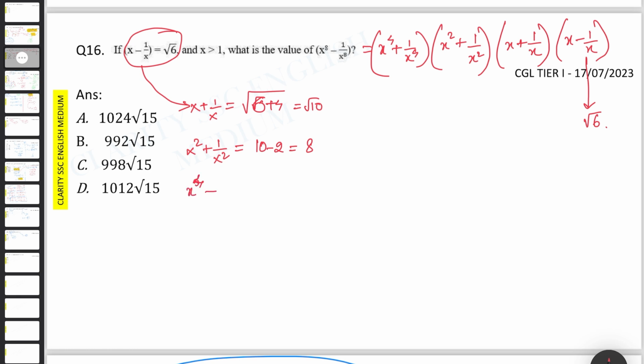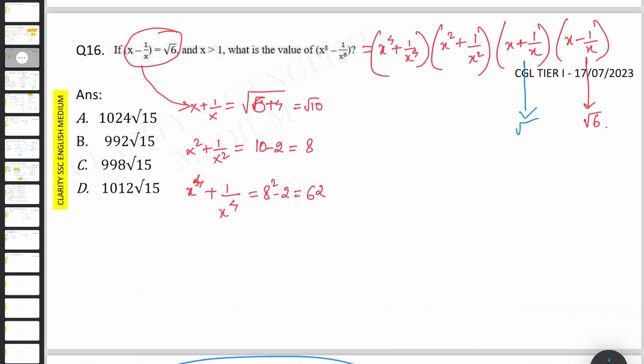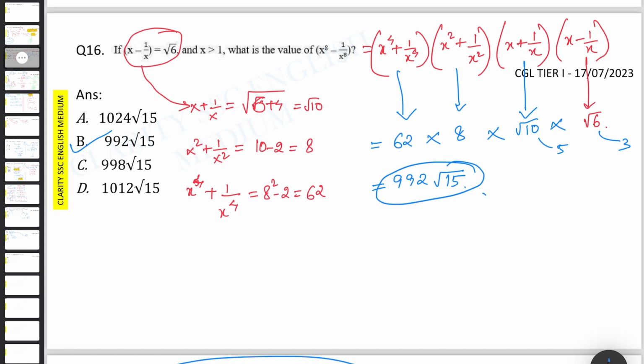x to the power 4 plus 1 by x to the power 4 is equal to n squared minus 2. That means 62. So let me write the expression here. This one is root over 10, this one is 8, and this one is 62. Multiply these 4 expressions and you will get the answer. By multiplying these 4 expressions, we'll get 992 root over 5 will come here, 3 will come here, so 15. 992 root over 15 is the correct answer.